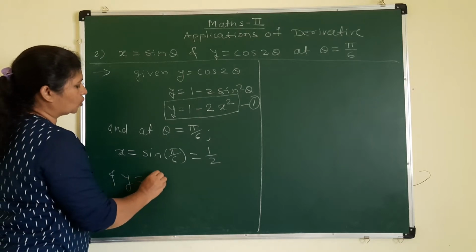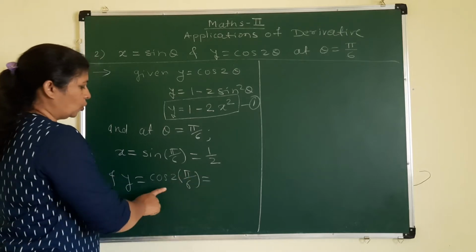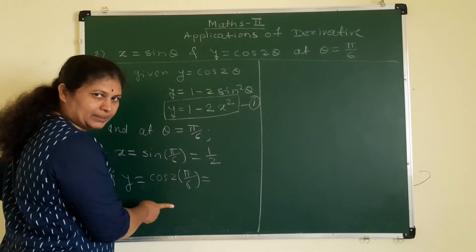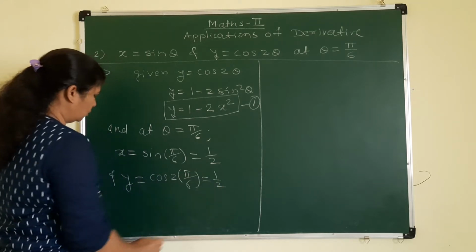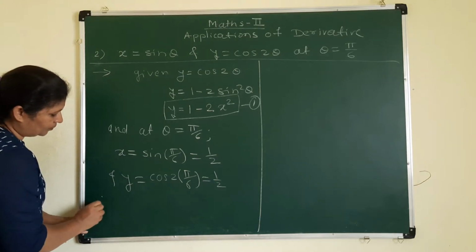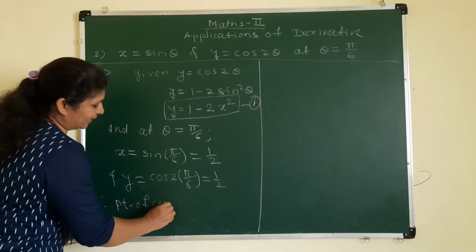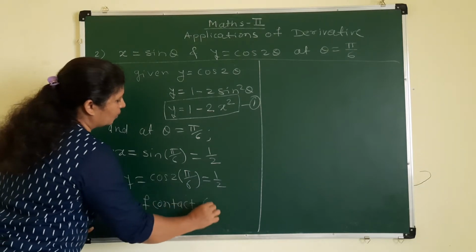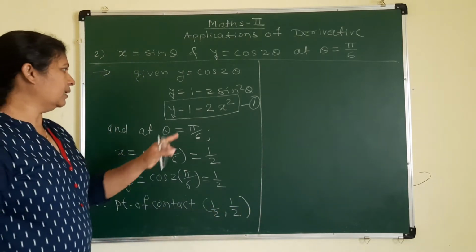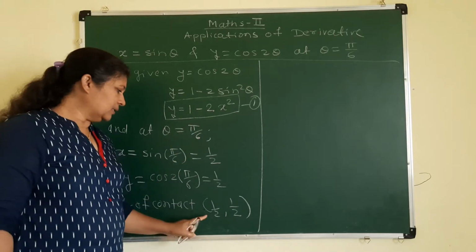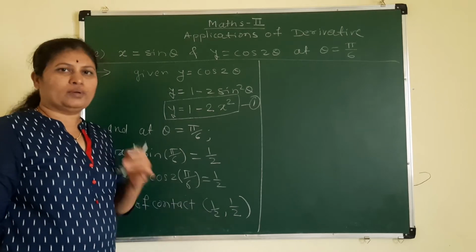So y is equal to cos of 2 times theta, means pi by 6, that is cos of 2 into pi by 6, which is pi by 3, that is 60 degree, and cos of 60 degree is nothing but 1 by 2 again. So we have to find the tangent at this point, means our point of contact is (1 by 2, 1 by 2). So clearly this is the curve now, and this is the point of contact. We have to find tangent and normal to this curve at this point. So our process will start.